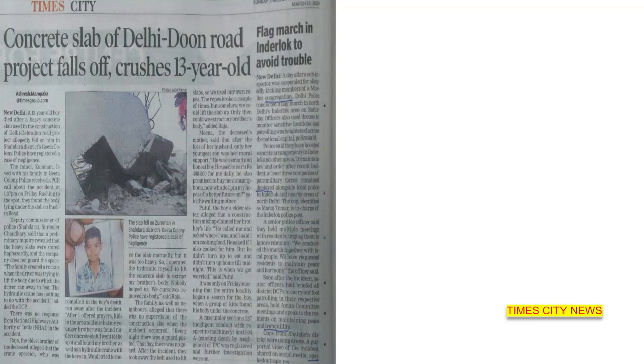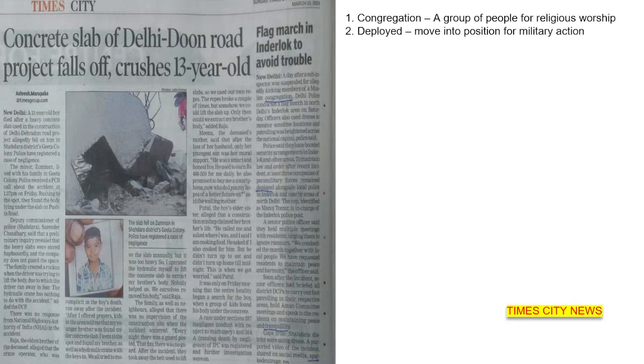I've shown this here. Now you can see on the left hand side I could hardly find any word, but on the right hand side I could find congregation, deployed, tranquility, and sparked outrage. These are the 5 words I could find. Congregation is a group of people for religious worship. Deployed, army is deployed, military action. Tranquility is calmness. Spark, ignite, and outrage is a kind of anger.